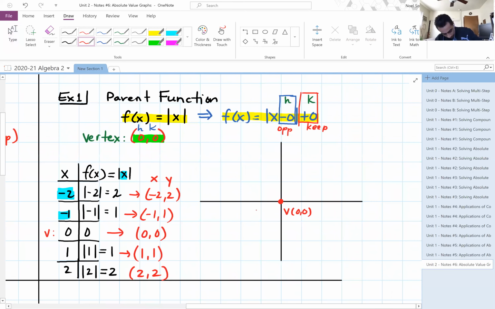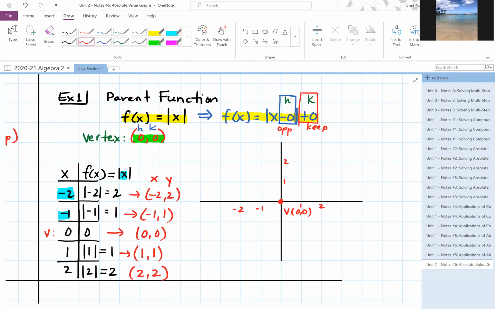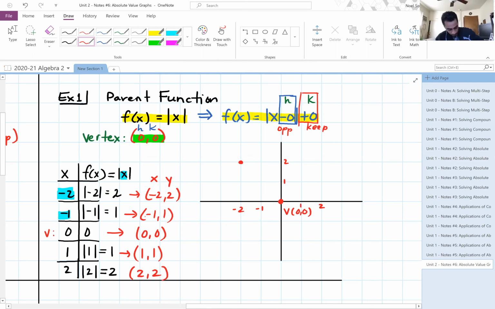So -1, -2. This would be 1. This would be 2. Going upwards, that's 1. That's 2. So let me plot my points. I have -2, +2. I have -1, +1. 0, 0 is already plotted. Then I have 1, 1. And then I have 2, 2. So you can see that my dots, my points, have created that V kind of outline.